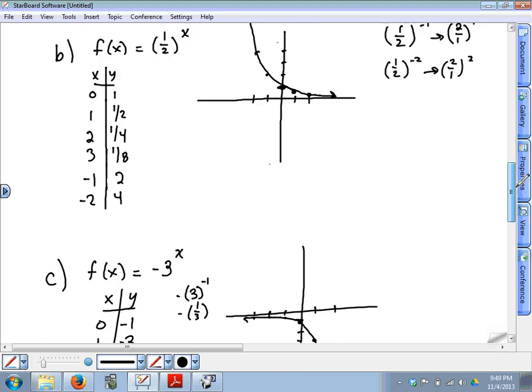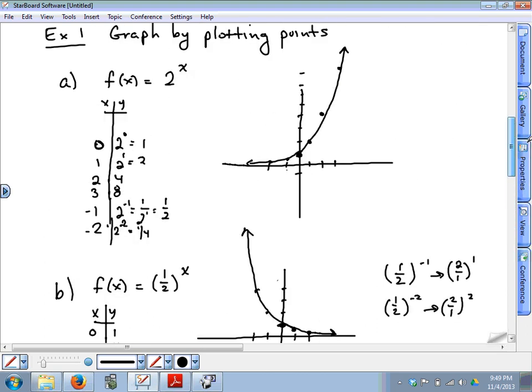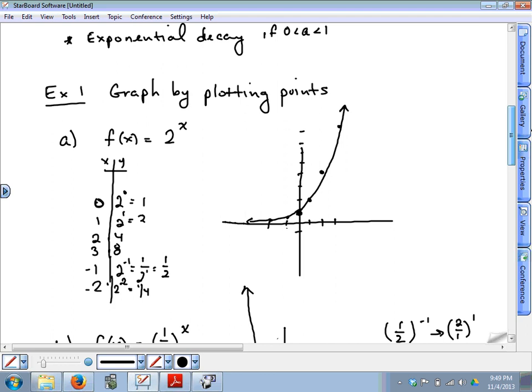Now actually what I should have been doing, I apologize, I forgot about this, we should have been talking about domain and range for each of these. So let's go back up to example 1, part A. Domain. Another definition of domain is the set of all possible inputs. So that means what numbers can x be? Well, you've seen from our table of values, x can be positive numbers, x can be negative numbers, x can be anything. We can take 2 and raise it to any power we want.